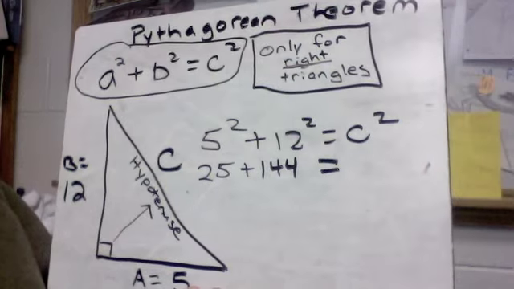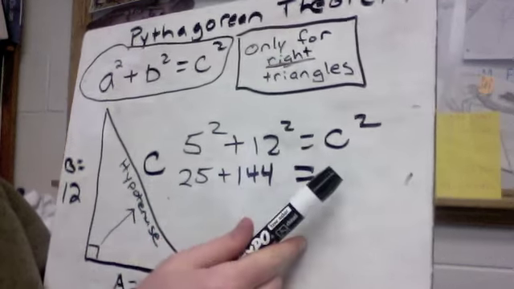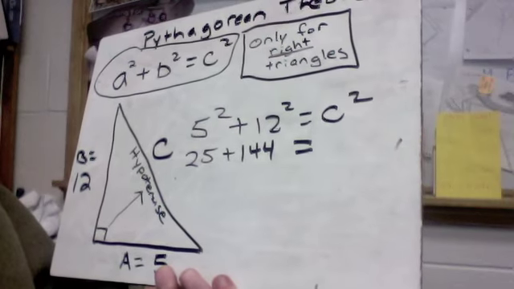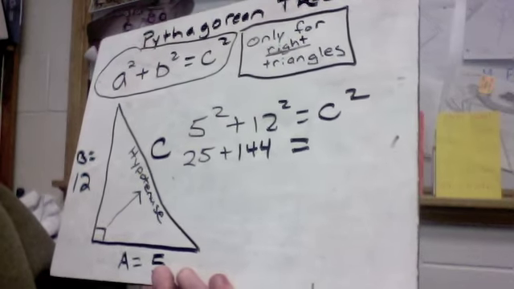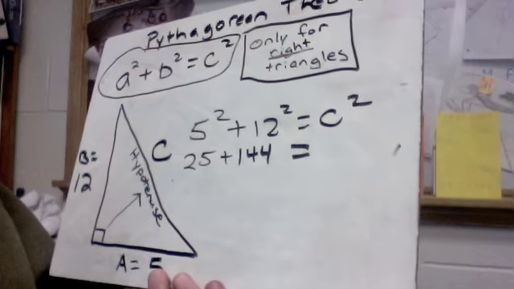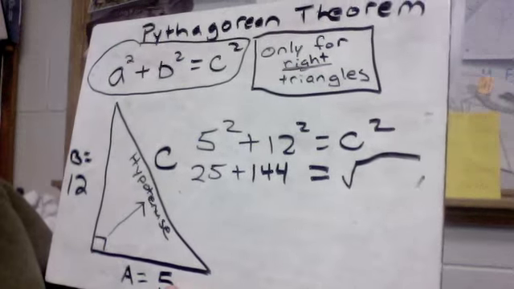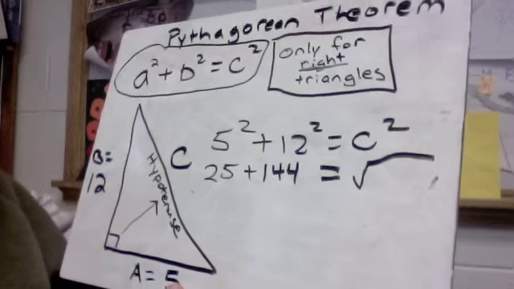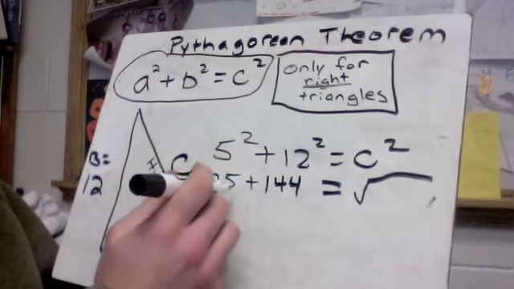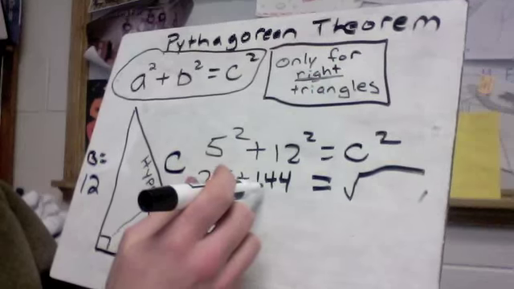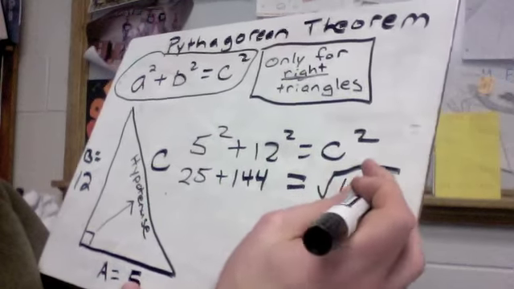Now this needs to equal, or it will equal c squared. What that means is that it will equal something, and then you have to take the square root of it to figure out. So I'm just going to put this right here to remind you that you'll need to do the square root of what you get. So 25 plus 144 is 169. Okay.